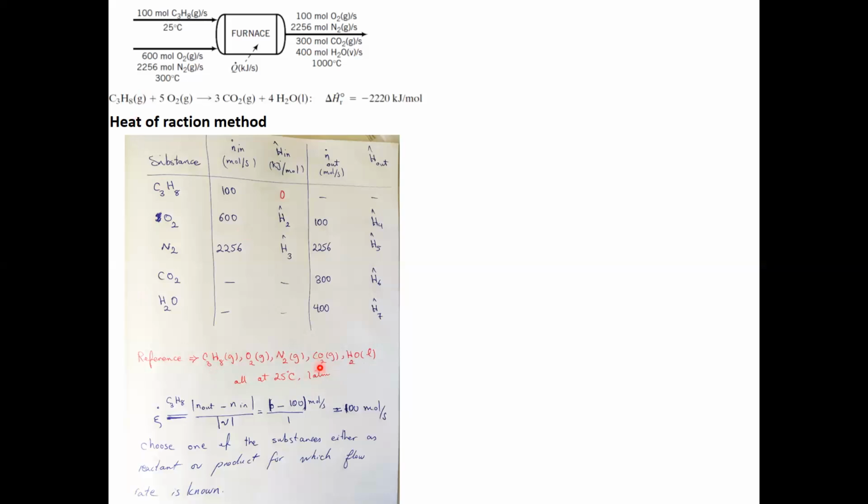So referring to this reference point, we can see this is 25 degrees, 300 degrees, 1000 degrees. The only component here that actually has the same temperature as the reference point is propane. As long as a component is existing at the same temperature as our reference point, we know that component at the reference point has zero enthalpy. That is why we put 0 here, because propane in the process is available at 25 degrees, which is our reference point. That is why we consider 0. The others are at different temperatures, so we have to calculate.